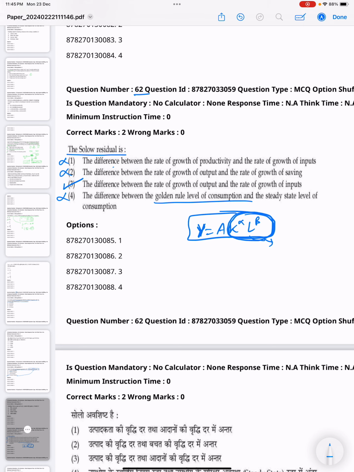So if you take log, we have log y equals log A plus alpha log K plus beta log L. So this gives elasticities only, and the remaining is the Solow residual.